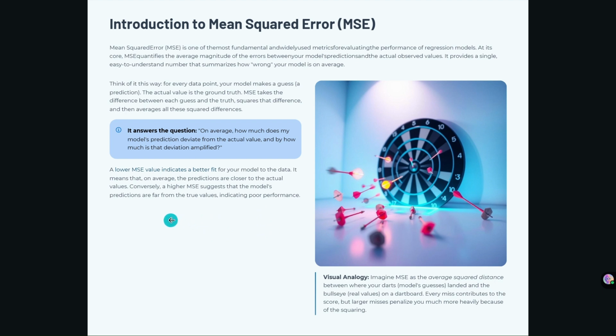A lower MSE means your predictions are closer to reality, while a higher MSE means your model is way off. So now we know what MSE is, but you might be wondering why it matters so much in machine learning. Let's explore that.